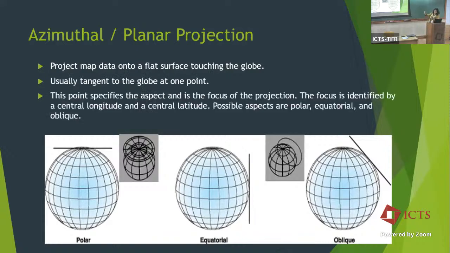Now that point where it is tangential specifies the aspect of the projection and the focus of the projection. And the focus is identified by a central longitude and a central latitude, okay? Because it's a point, you need an X and a Y. And so these are the different possible aspects: polar, equatorial, and oblique, in terms of planar projections.